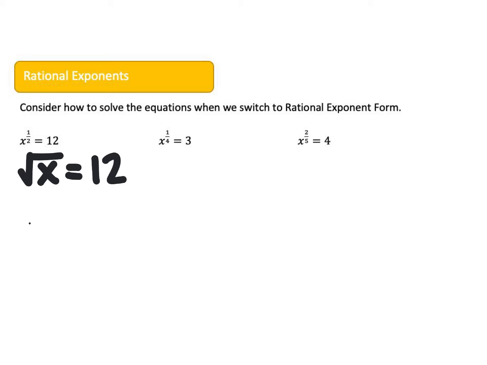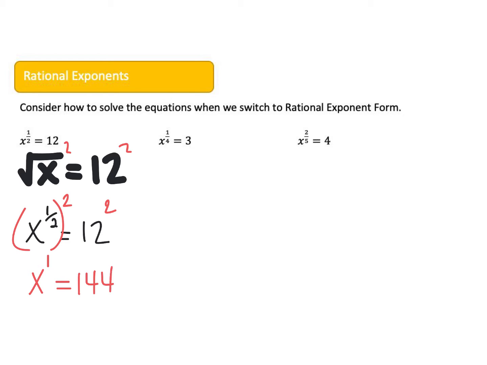Okay, so let's consider it by leaving it in the x to the 1/2 equals 12 power. So we just said we would square, so we're going to square both sides right here, which is power to a power: x to the 1/2 times 2 would be x to the first, or just x, is equal to 144. So what did we do? Well, we raised it to the second.